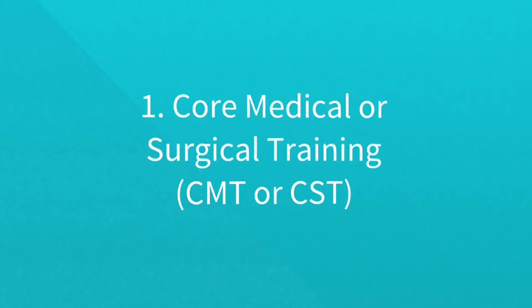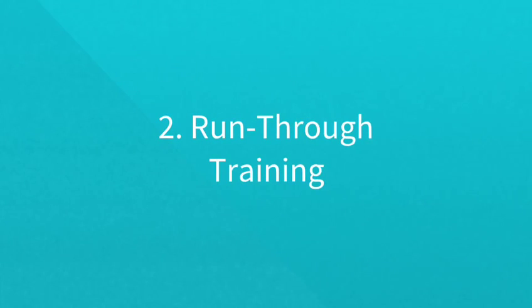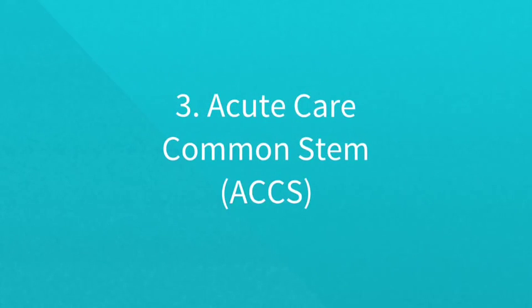You can undertake core medical or core surgical training, which is 2 years. Then you can go on to become a physician or surgeon respectively. Or you can complete a run-through training program. Examples are pediatrics and ophthalmology. There is also the Acute Care Common STEM Pathway, or ACCS. This is a 2-year training program for those interested in acute medicine.